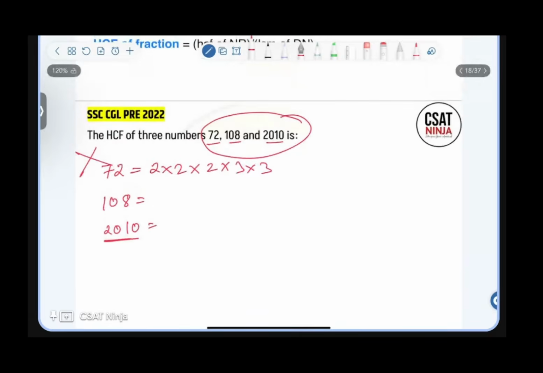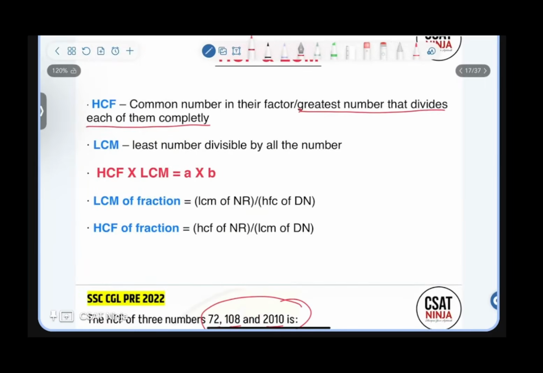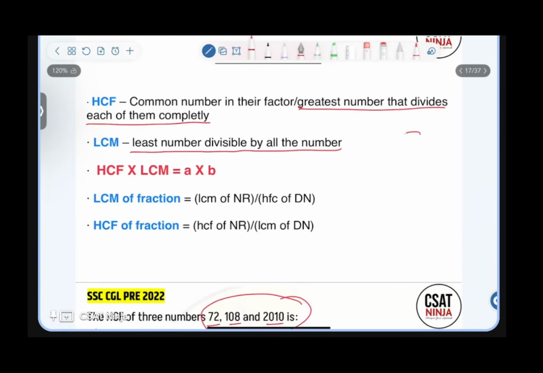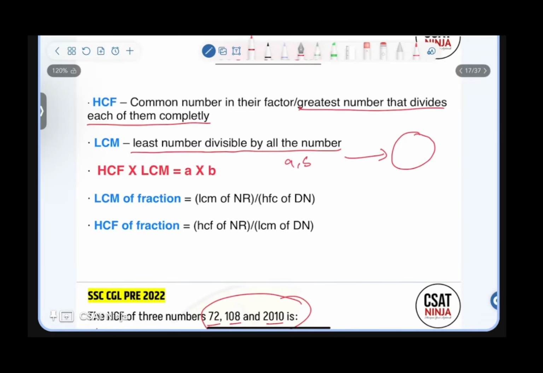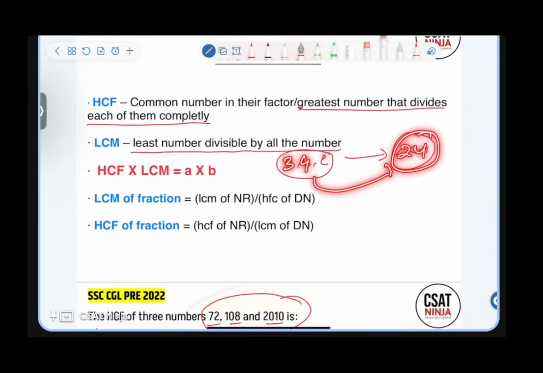I'll mix it up with LCM. LCM is the least number divisible by all the numbers, which simply means that the LCM of those numbers should be in the multiplication table of all the numbers. If you have A, B, and C, the LCM should be in the multiplication table of each. Let's say the LCM is 24 and the numbers are 3, 4, and 6. This 24 is in the multiplication table of 3, also of 4, and also of 6. That is why 24 can be the LCM there.